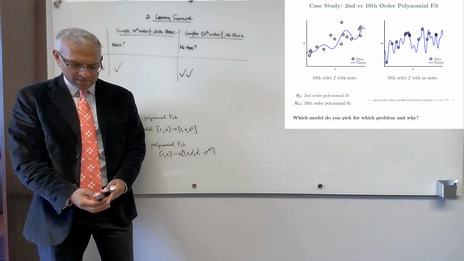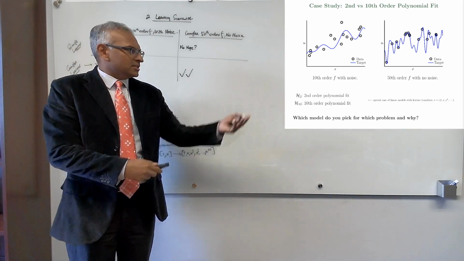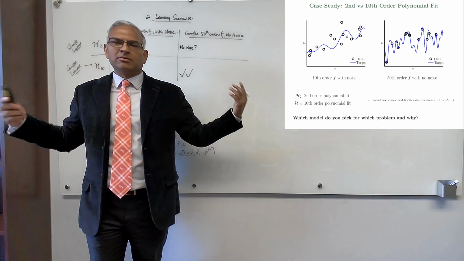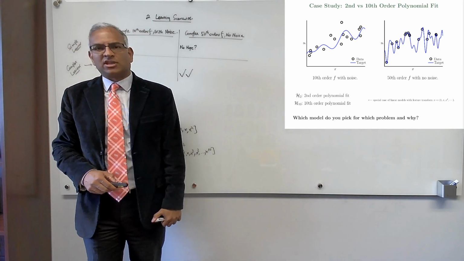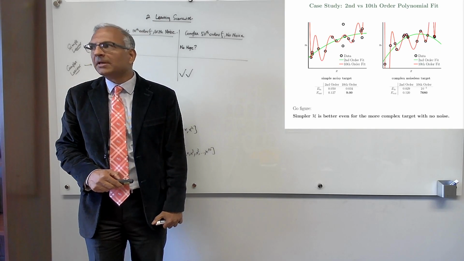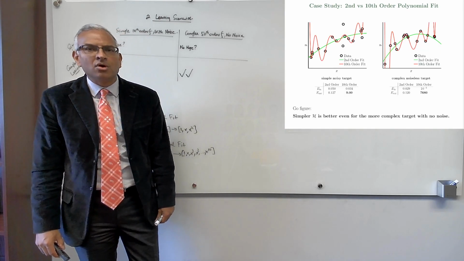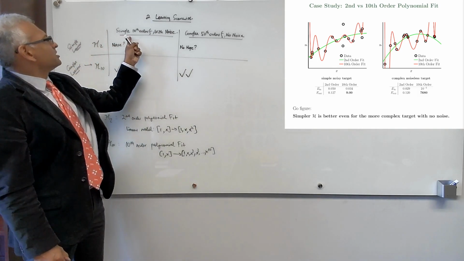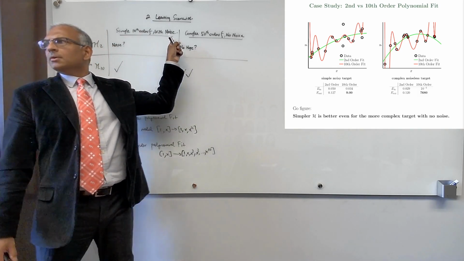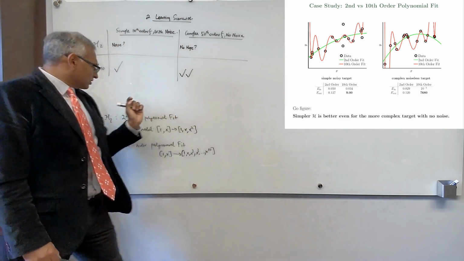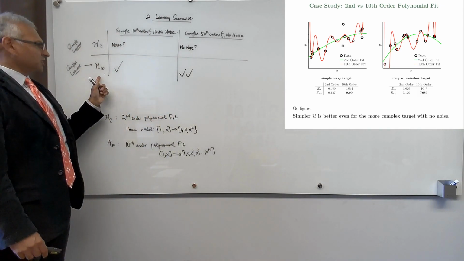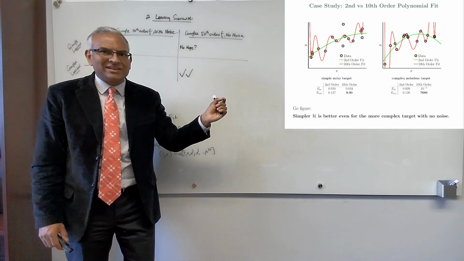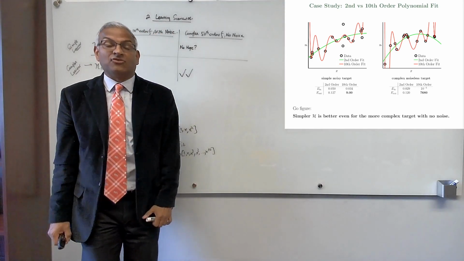So let's see the results. Now, in this particular example, I can synthetically generate the data, I can synthetically repeat the experiment many times, and I can show you what happens. There's a sample of what happens. When you fit the simple target function with noise, you can either use the second order fit or the 10th order fit. The second order fit is in green, and the 10th order fit is in red because it does very badly.